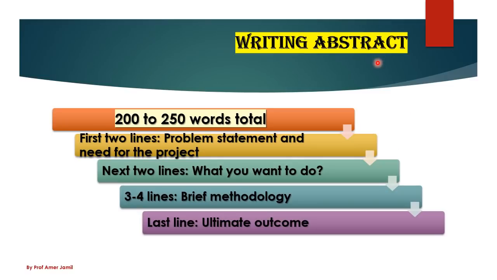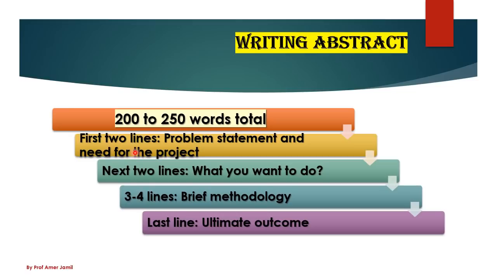Now here comes the abstract of your synopsis. Of course, when the reviewer is reading your synopsis, this will come first, before the introduction. But now you have built your synopsis, so you can write it in the best way. And it should be between 200 and 250 words.